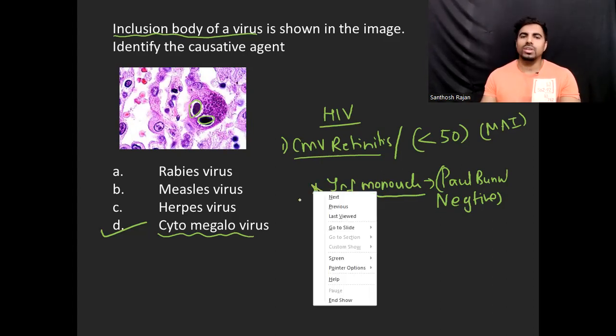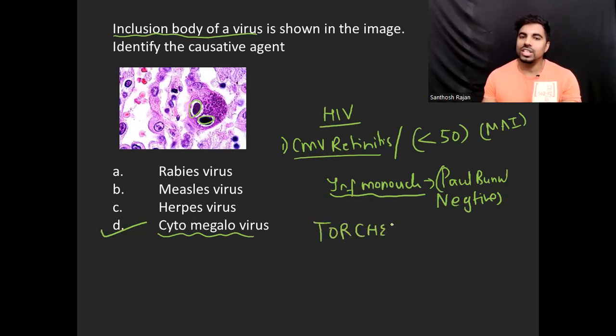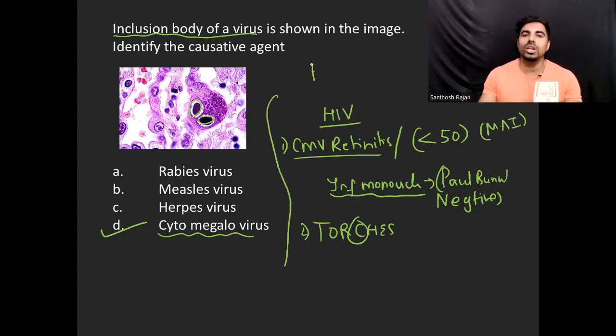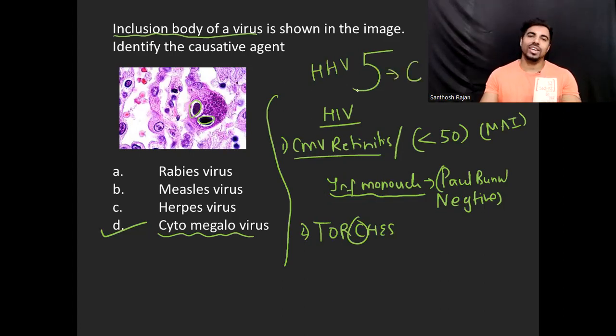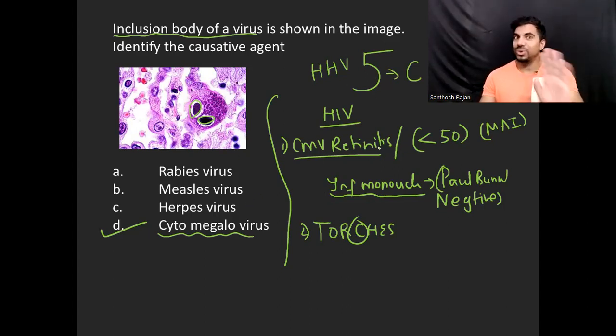Apart from that, it has an important role in TORCH infection. In TORCH, C is for cytomegalovirus. In children, it causes chorioretinitis, calcification of the brain and a lot of lesions. These are the few things. And of course, it belongs to which one? HHV-5. This looks like a C in CMV. HHV-5 belongs here. This much only you should know. Got it? So this is very, very easy. This is cytomegalovirus. Wow, you know a lot now.